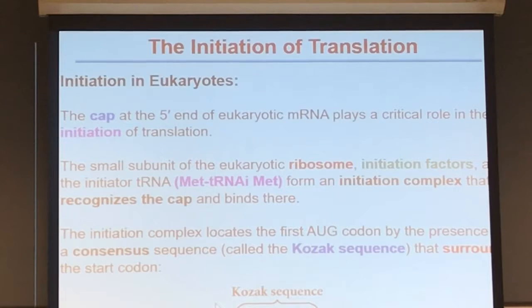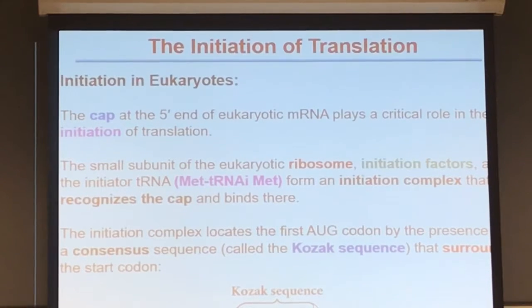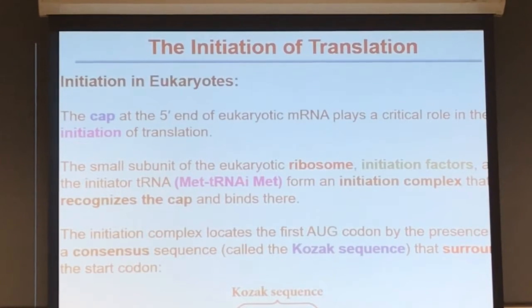This consensus sequence in eukaryotes is referred to as the Kozak sequence. So the Kozak sequence includes the first codon with a few nucleotides surrounding it. Okay? This Kozak sequence is also recognized by the ribosome.